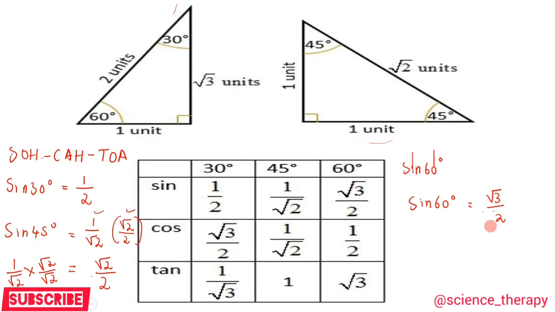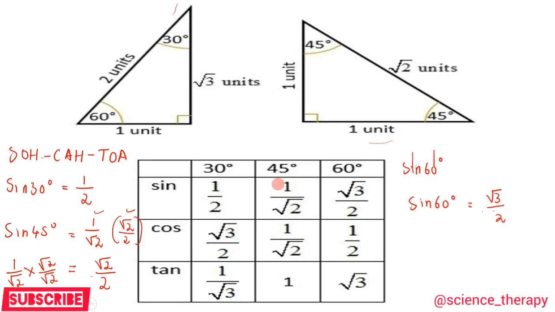Now you can use the same thing, SOHCAHTOA, to calculate the other trig ratios. If we were looking for cos 30, we know that cos is adjacent over hypotenuse, so for cos 30, what is adjacent to the 30 degree angle? That's root 3, and over the hypotenuse, that's 2, so we have root 3 over 2. And again, if we are looking for cos 45, what is adjacent to 45? It's 1, and what's the hypotenuse?